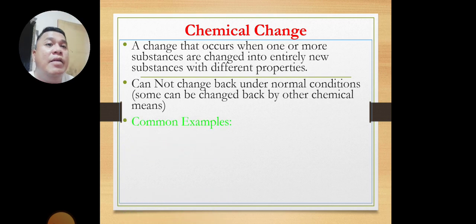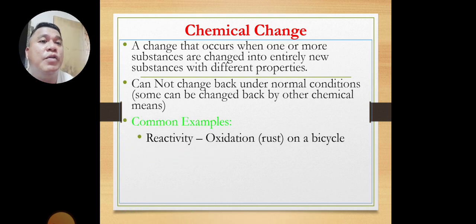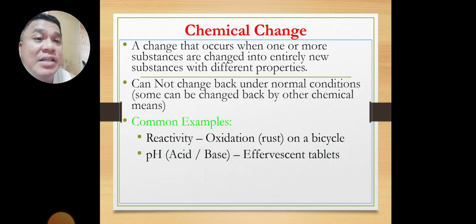Okay? And of course, a common example for chemical change is reactivity, meaning oxidation. There's rusting of iron on a bicycle, in galvanized iron, on a roof, or any form of iron, and there is rusting taking place. That's a chemical change.